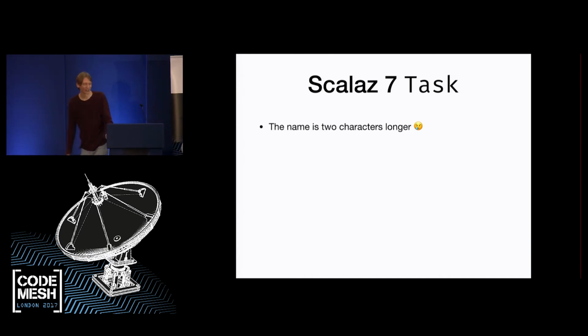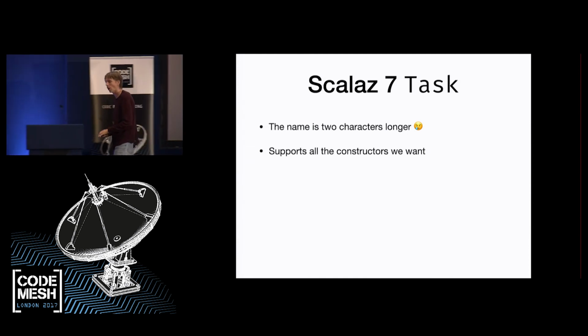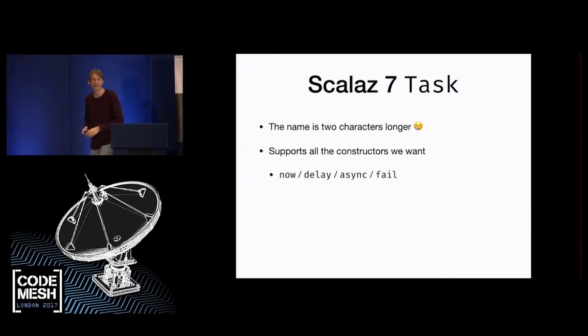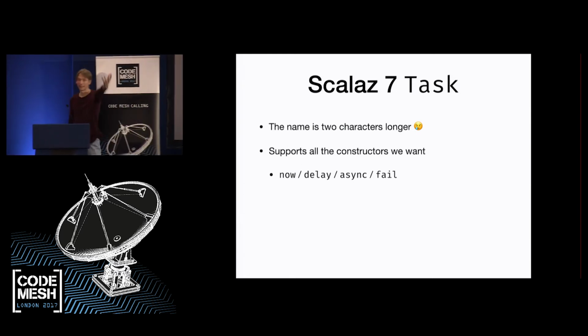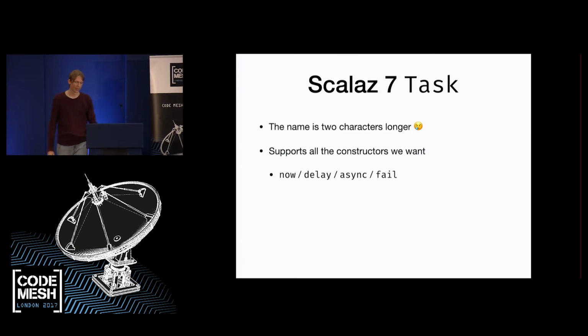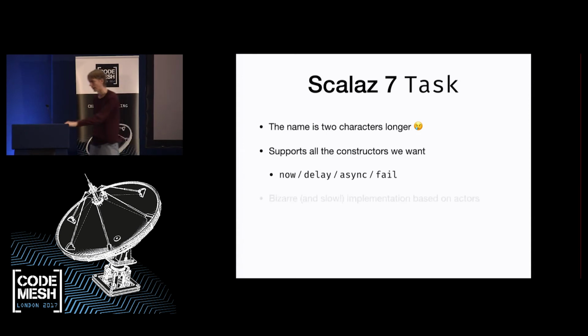That's, I don't know, oddly frustrating. But despite the name, it does actually have all of the constructors that we want. So it has now, which is this sort of strict value, suspension, delay, which is lazy, async, fail. Fail is basically you want to put an exception inside of your task. So functionally, it seems like it's trending in a good direction.